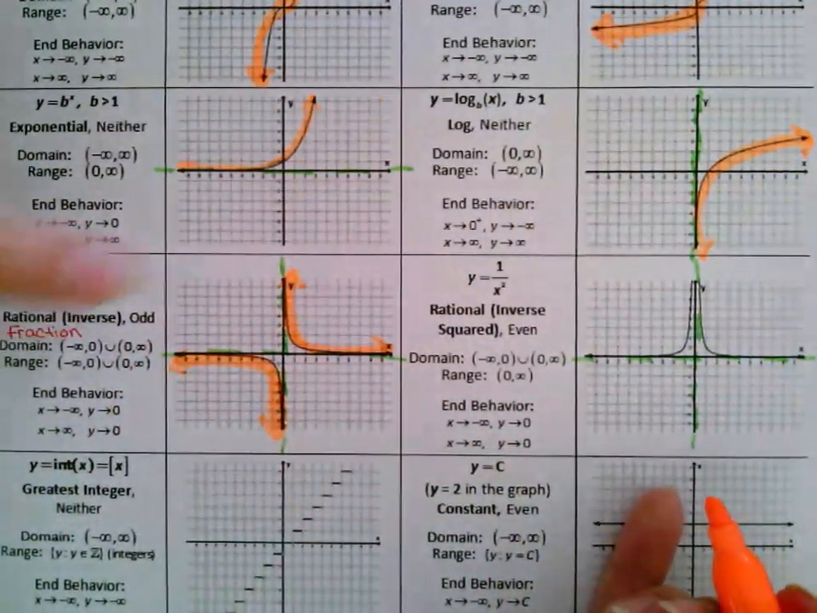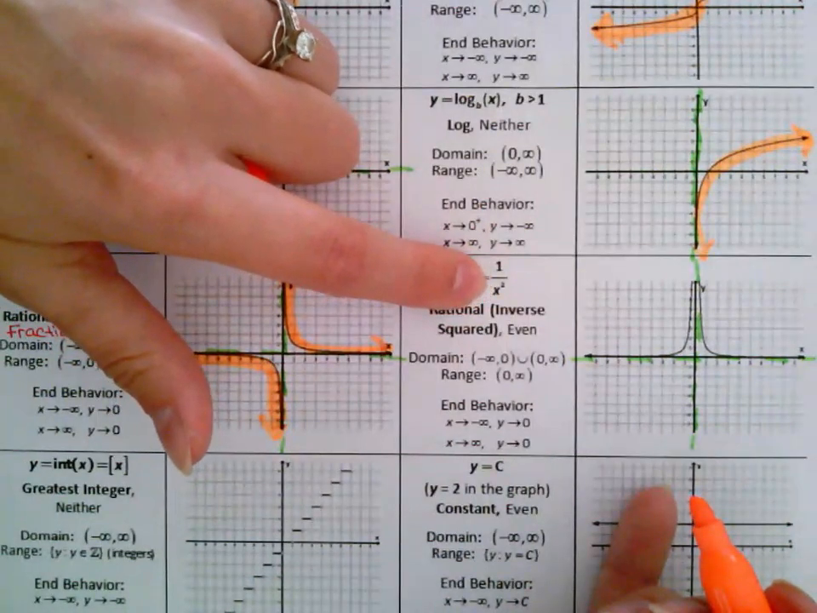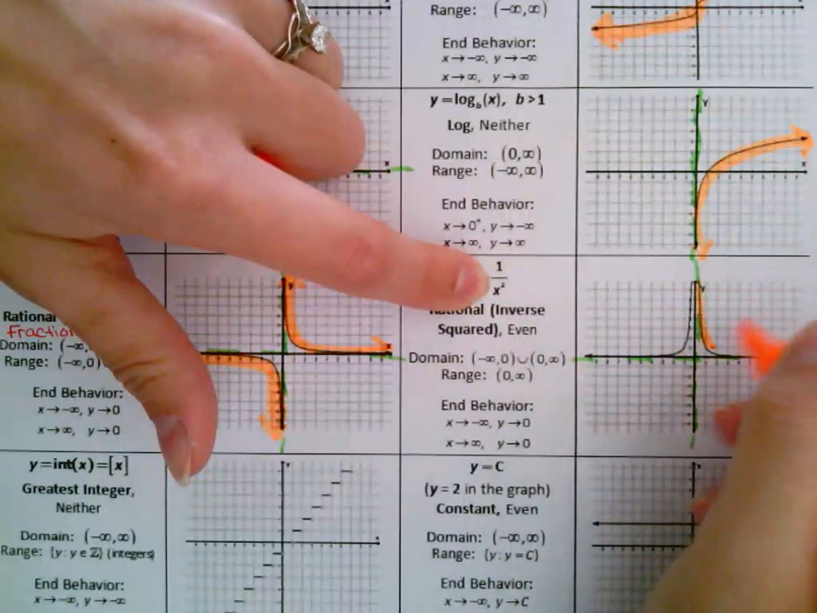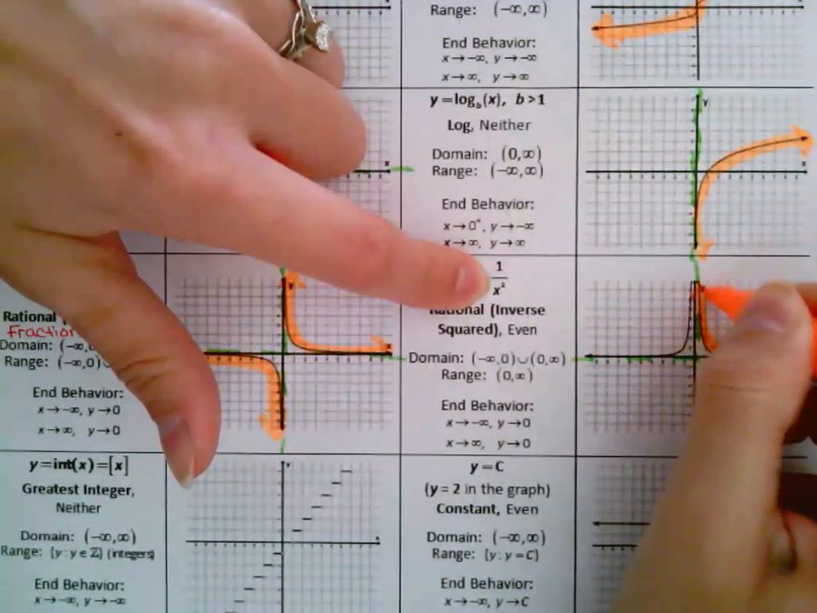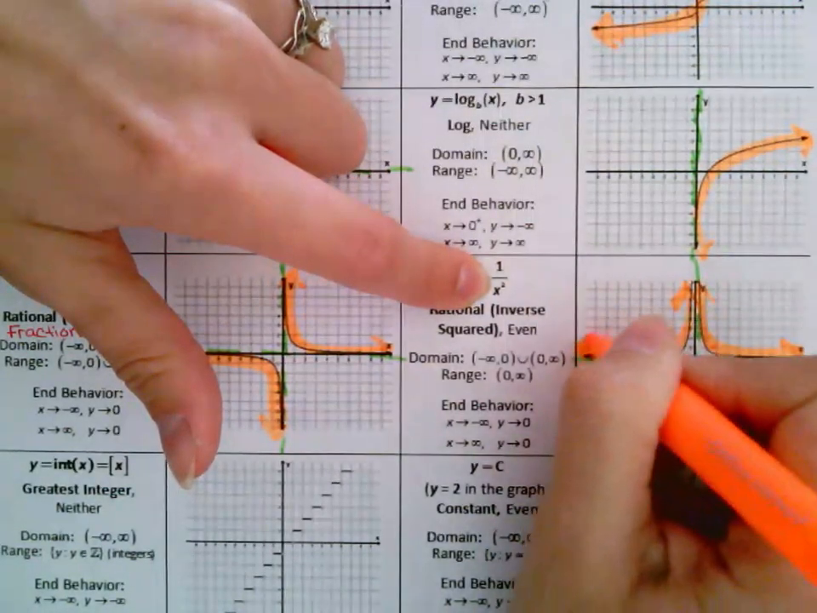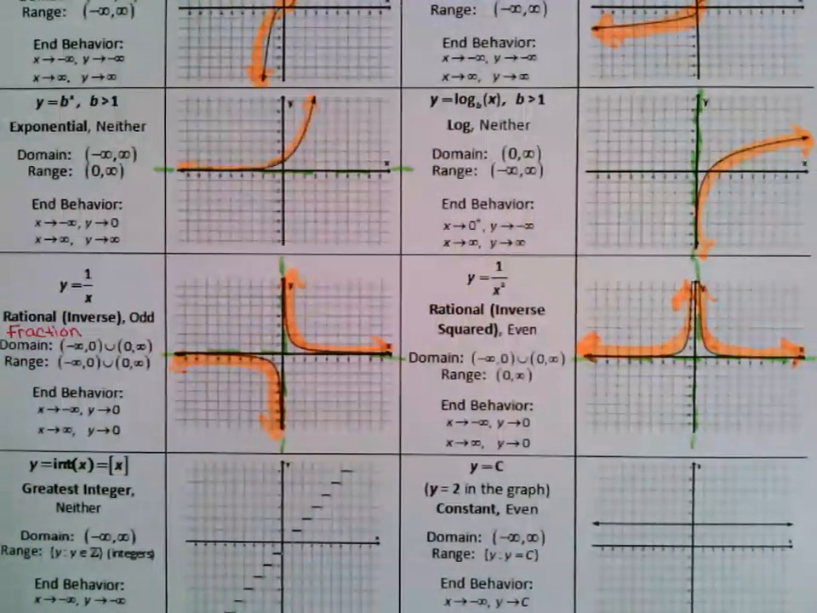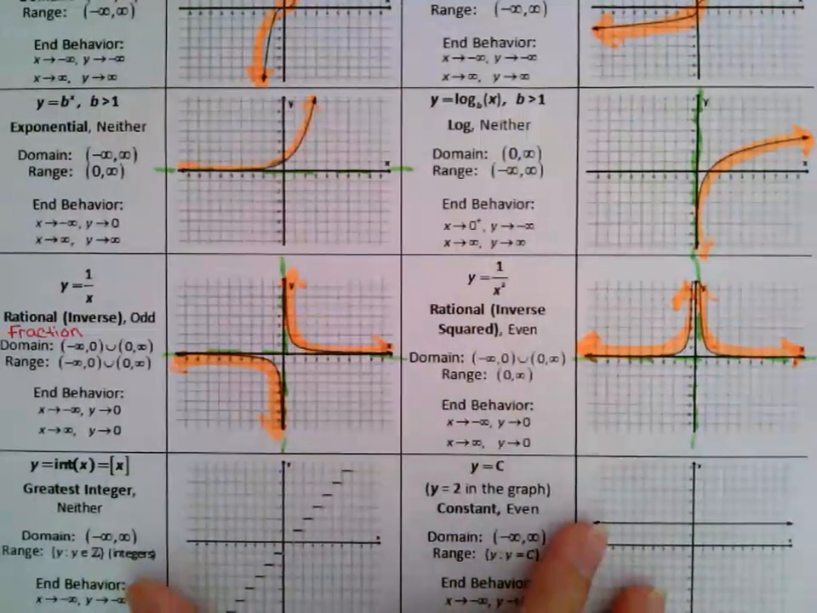Okay, so now when I have 1 over x raised to an even number, 1 over x squared, then both of them, think when things are even, they're symmetrical. They're both up top. Okay, and if it was negative 1 over x squared, then they'd just both be on bottom. Okay, sound good? All right, down here we have what's called the greatest integer function.